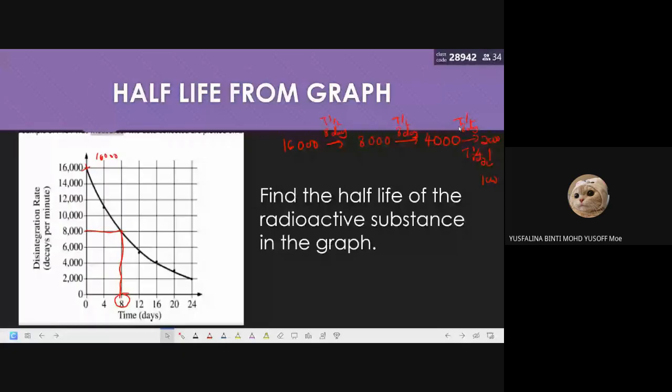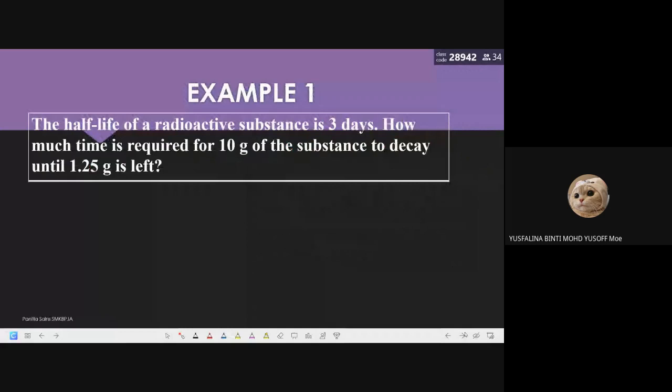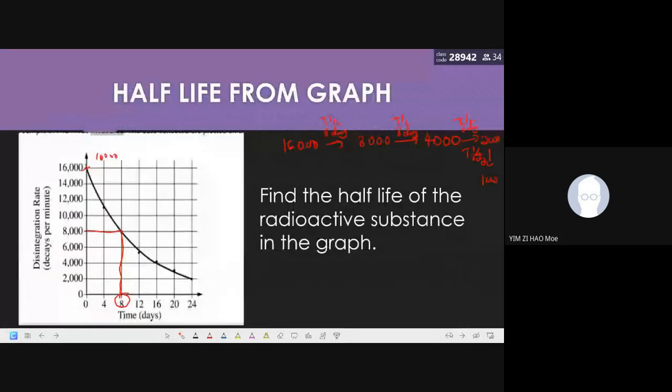4 half-lives. Okay, it will take 4 half-lives here. Can you see my presentation here? Okay, so it will take 4 half-lives from 16,000 until 1,000. Okay. Yes? Teacher, you've just now lagged a bit. Can you explain again 4,000 to 2,000? Starting from here, or you want me to start from 16,000? Start from 4,000. 4,000, okay.